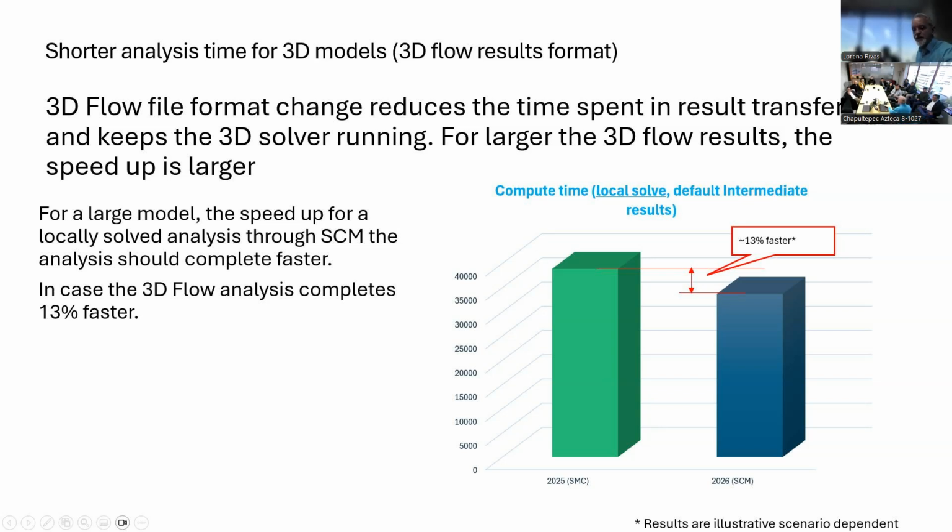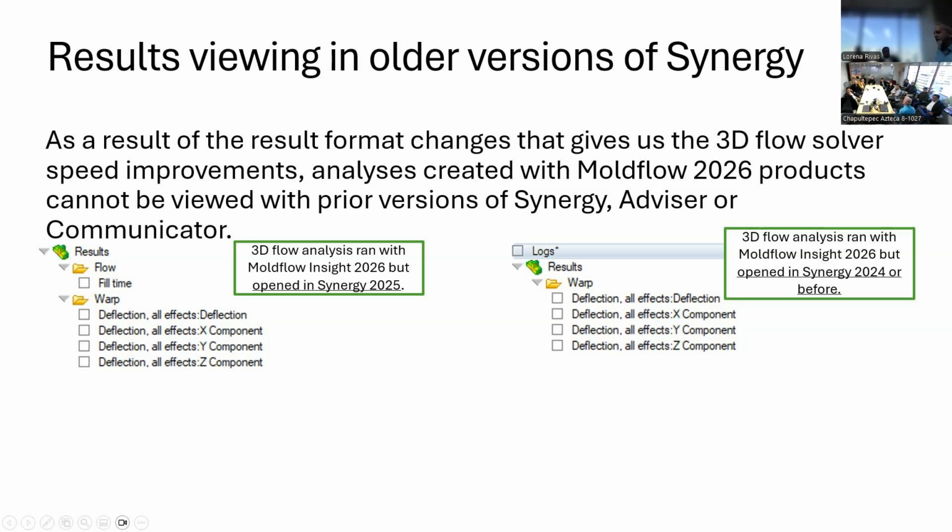The only downside this is going to get you though is that this new file format is not understood by previous releases of Moldflow, Synergy, and Communicator, which means that if you generate a new data set with 2026 and somebody you work with only has Moldflow Synergy 2025 or 2024 installed, that Synergy does not understand the new file format, right? So the people you work with, please get them also the same release that you're on.